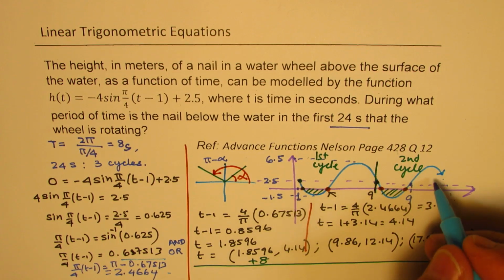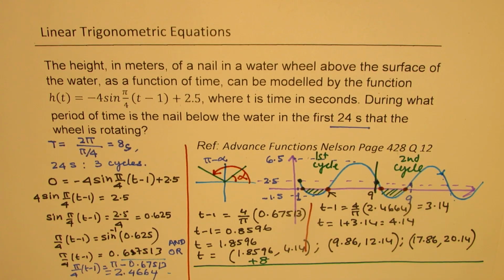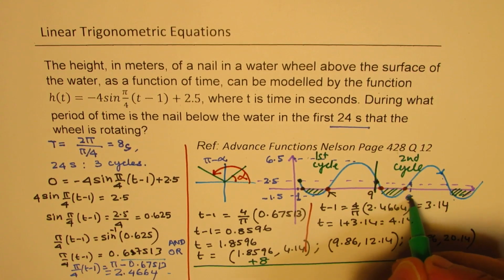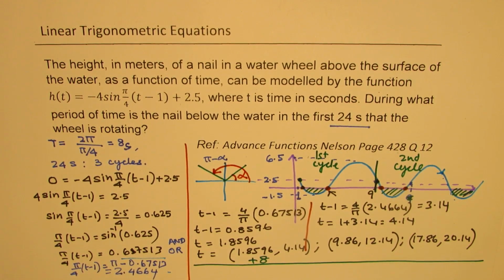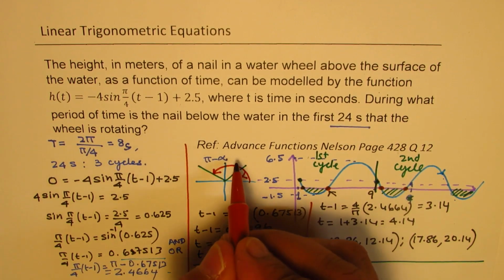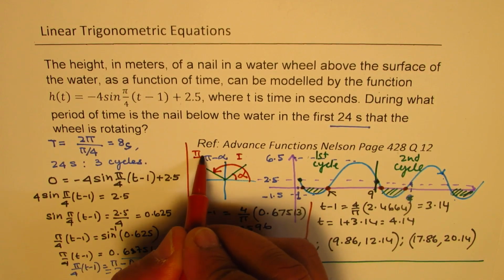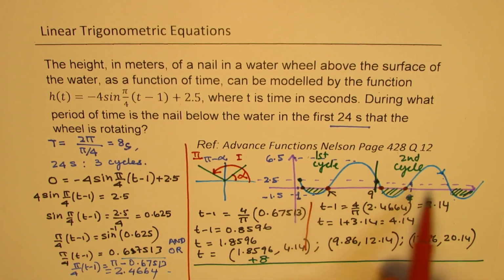So if you continue, then the third cycle will be there. This is wrong. So 9 is here for the first cycle. Is that clear to you, right? So that is how this question can be solved. So I hope the steps are absolutely clear. There are many things which you should think about when solving such questions. One of the most important things is that the sine value for any positive value will have 2 answers, one in quadrant 1, the other in quadrant 2. And by adding the time period, we can get other periods during which the nail will be below the water. I hope that makes sense.